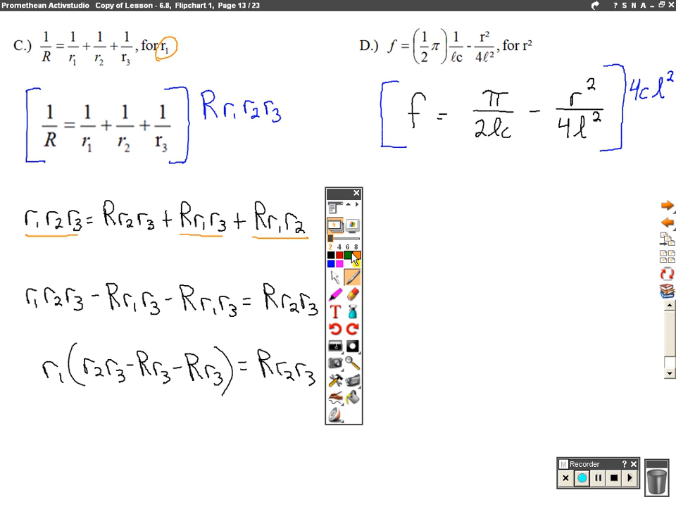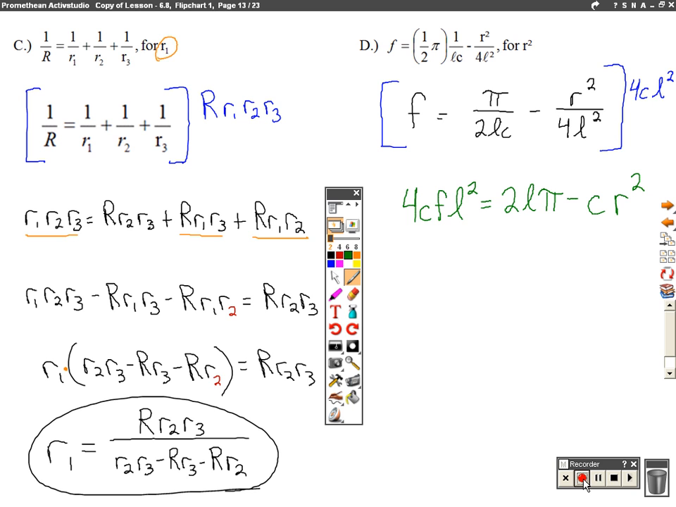And finally, for letter C, I can undo this multiplication and solve for R sub 1 by dividing both sides by this R sub 2, R sub 3 minus big R, R sub 3. And I think I have a typo here. I shouldn't have 2 R sub 3s. Let me go through and fix that. There we go. And our final answer would be, this will be your final answer for R sub 1.